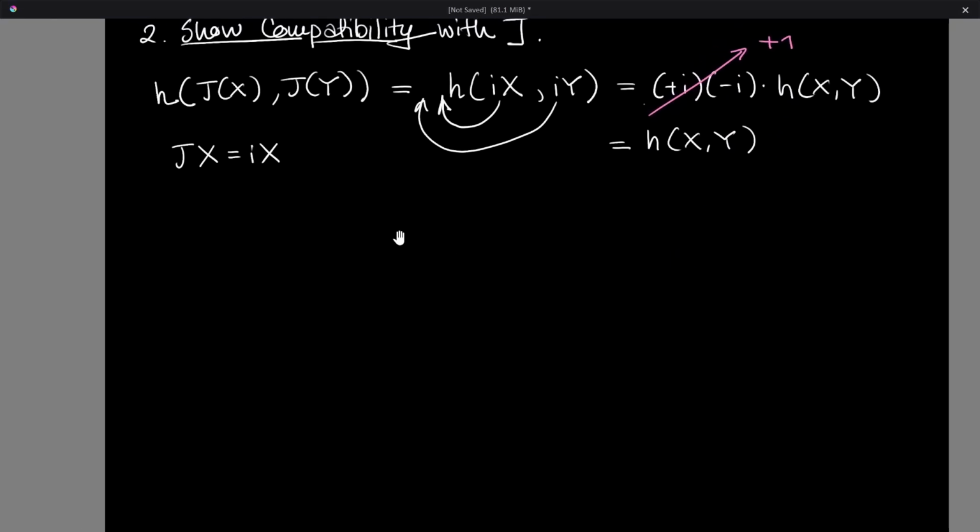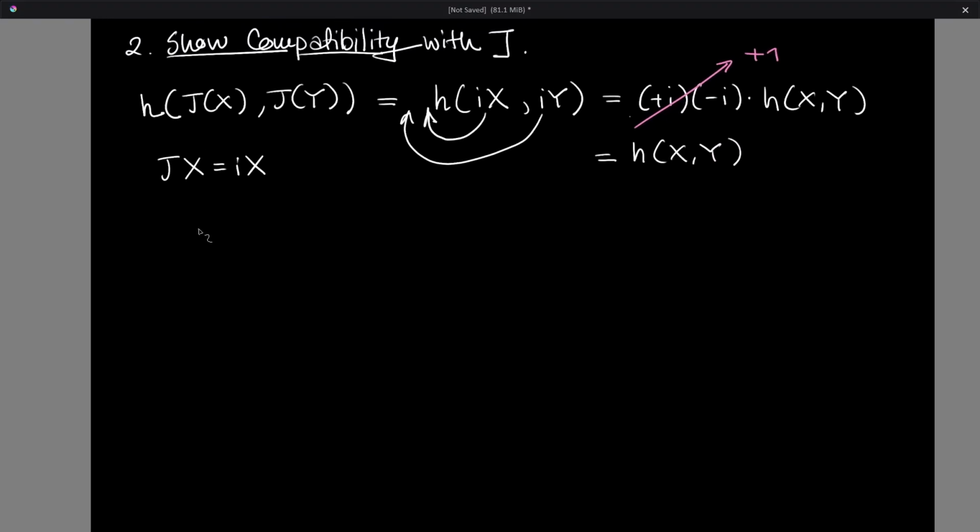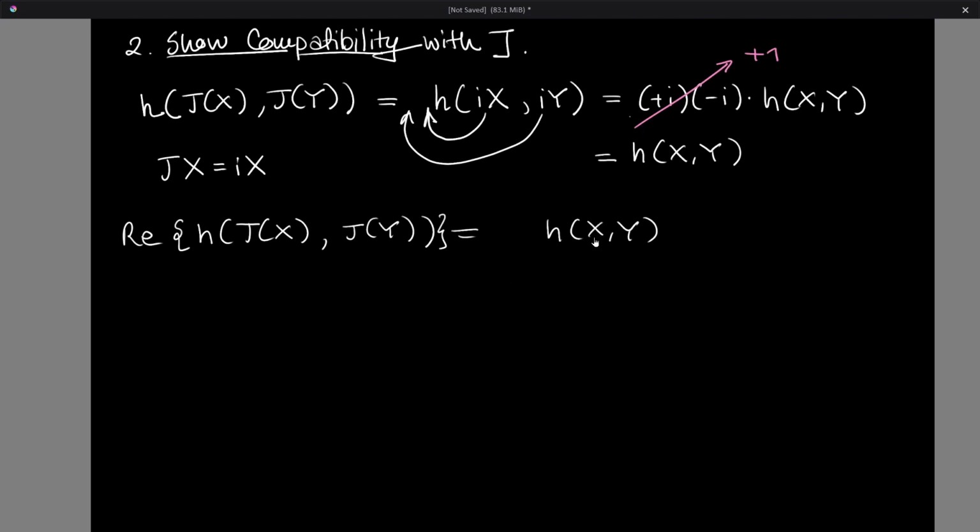So then what we've said is that h of j of x, j of y is equal to h of xy. What happens if we take the real part of both sides? I'm going to give myself a little bit more space here. So this just says that g of j of x, j of y is equal to g of xy.